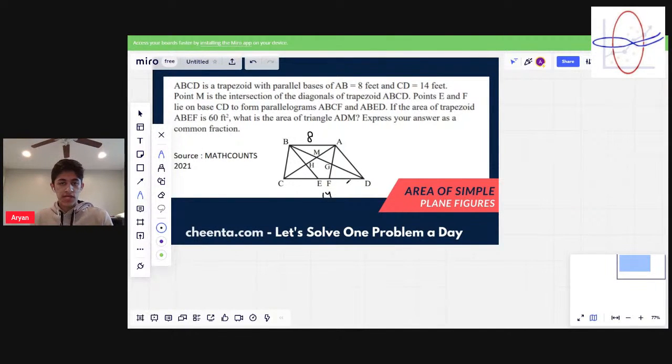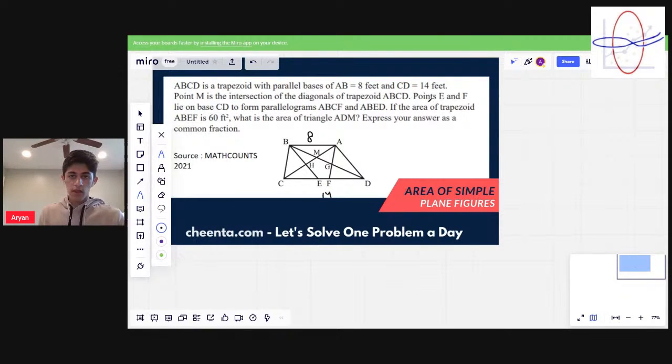Point M is the intersection of the diagonals of trapezoid ABCD, and points E and F lie on base CD to form parallelograms ABCF and ABED. And they tell you the area of trapezoid ABEF is 60, and we want to find the area of ADM, right? Okay, so let's start with some of the easy things.